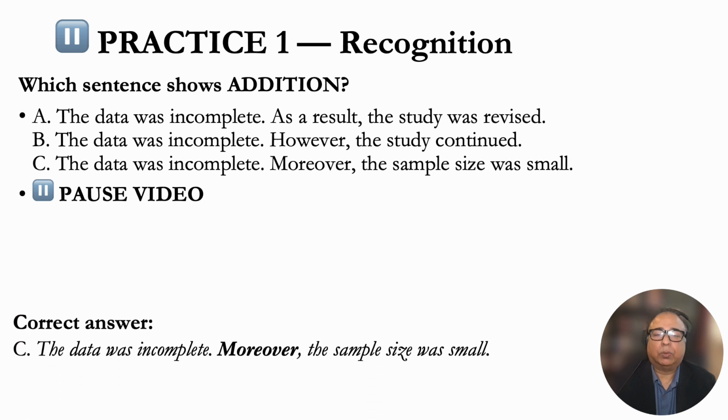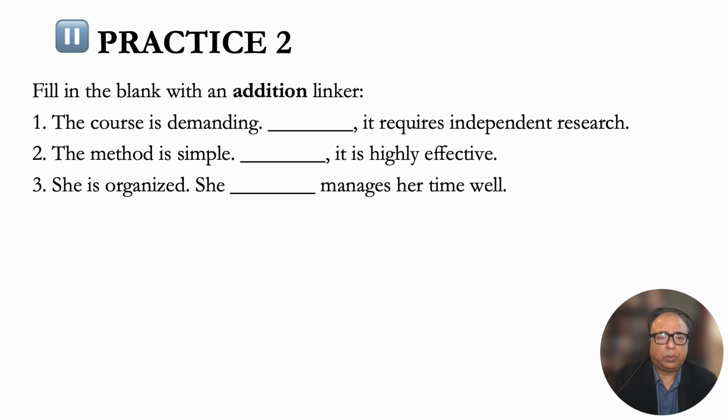Okay. So moreover is an addition linking word, right? The data was incomplete. So that is not good. The data was not complete. It was incomplete. Moreover, the sample size was very small. All right? Did you get the answer right? Okay. The second practice. Fill in the blanks with an addition linker.